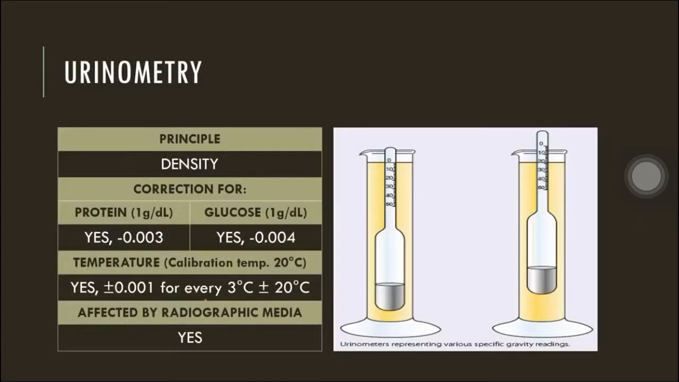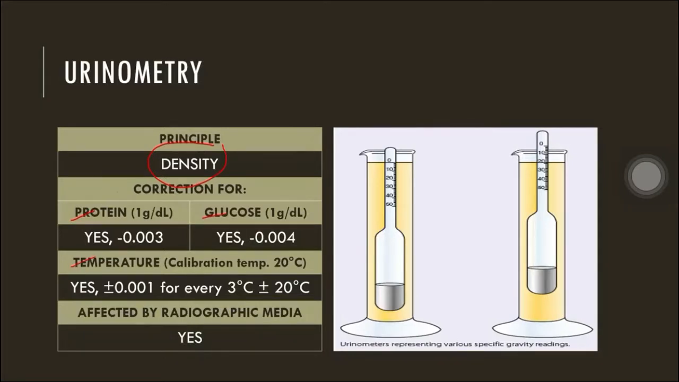So what are the ways that you can assess or measure specific gravity? First, we're going to talk about urinometry. So urinometry, ang principle niya is density. So what are the factors or variables that may affect the specific gravity grading for urinometry? So again, tatandaan natin for urinometry, it is affected by presence of protein, glucose, as well as temperature.